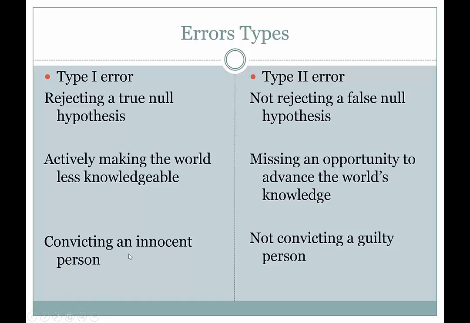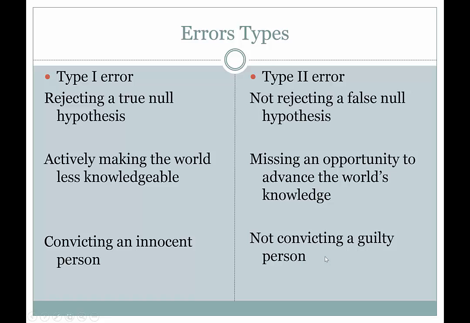Some people like to talk about the criminal justice system in the United States as a basis for this. The null hypothesis there is usually that a person is assumed innocent until proven guilty. So the type 1 error in that case is convicting an innocent person. Most of us think that that's a more severe error than the second one, which is not convicting a guilty person.